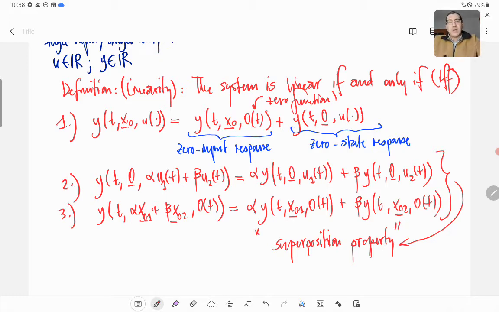So it's really beneficial to have a good grasp of the definition of linearity in terms of these three properties. And this is for a system which can have an input and which can also have an initial state. So linearity is not defined in terms of only the input-output relationship, but it's defined also in terms of the initial state and the output relationship as well.